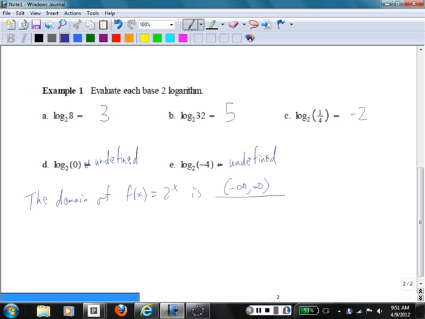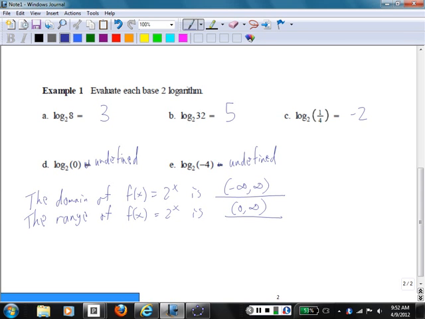Now, 2 to the x only goes almost as low as 0. So you don't get necessarily every real number as the answer. The range of f of x equals 2 to the x is only the positive real numbers. So the domain represents the x coordinates of all the points on the graph of the exponential function, and the range represents the y coordinates of all the points on the graph of the exponential function.